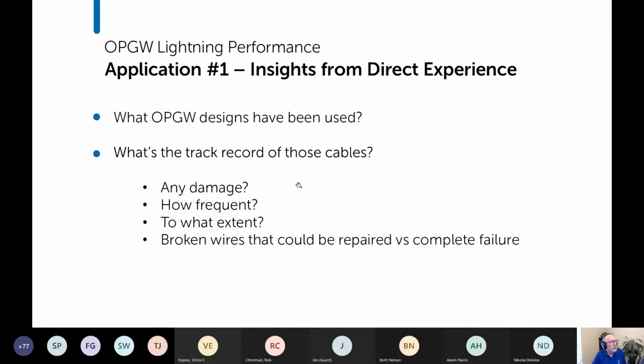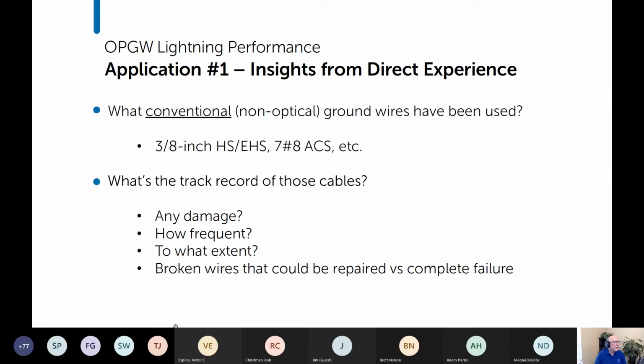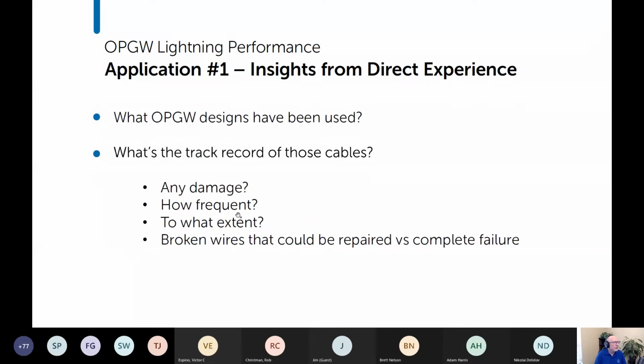Now, since OPGW has been on the scene now for over 30 years, your utility probably has experience with OPGW. So what's its track record? Similar to how we talked about the track record of the conventional cables. So use the actual direct experience to inform what you decide to do as we continue to talk about what options you have available.